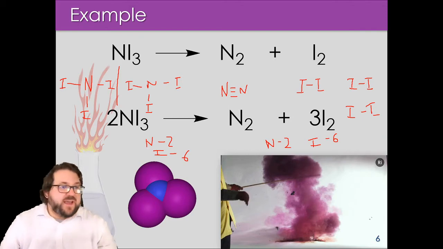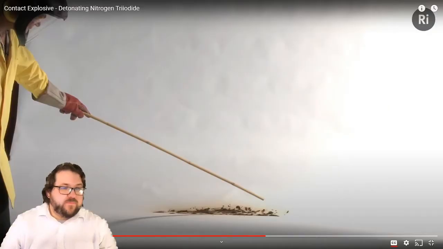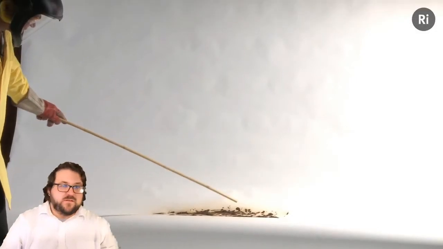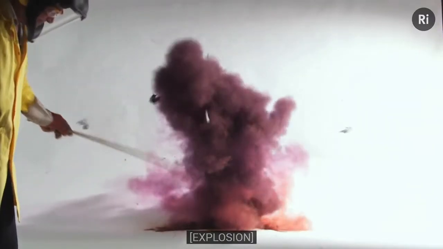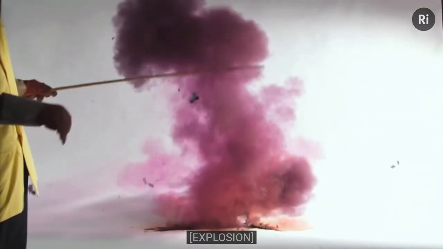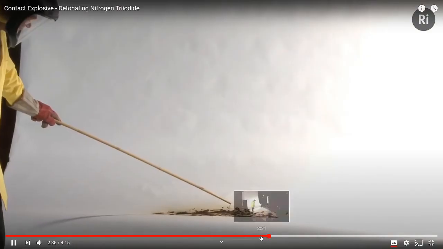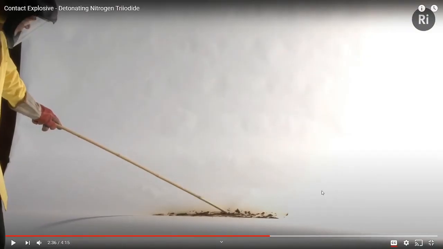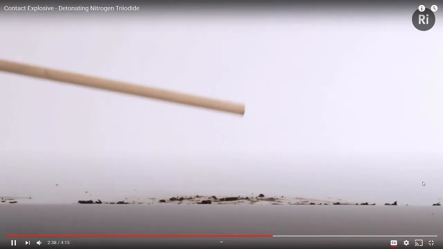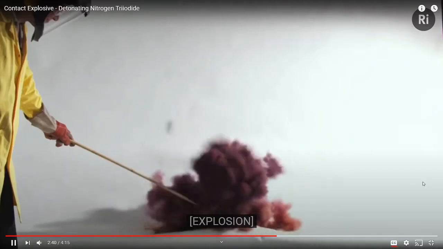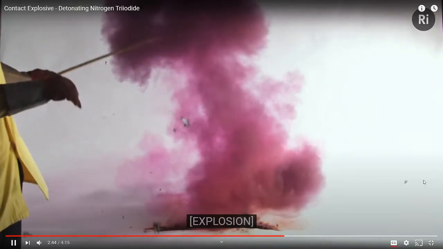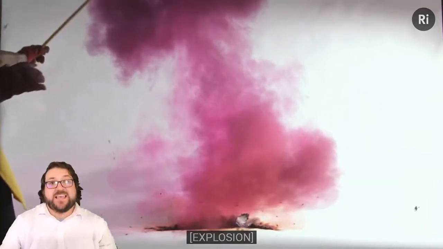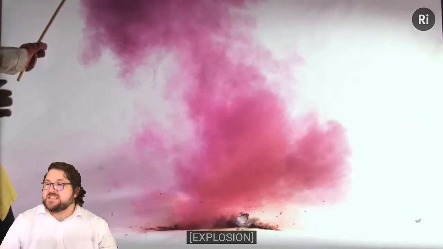So let's have a look at this reaction and see what happens. So we've got the solid down there at the bottom. We provide just a little bit of energy. And it's an interesting one, is this. This is not a normal chemist's thing to do, really. Hit it with a stick. But we hit it with a stick to provide the energy. And it seems to make a gas. So it goes from that solid, and we make this great big cloud of purple gas. The purple gas there is the iodine itself. So that's the iodine being made.